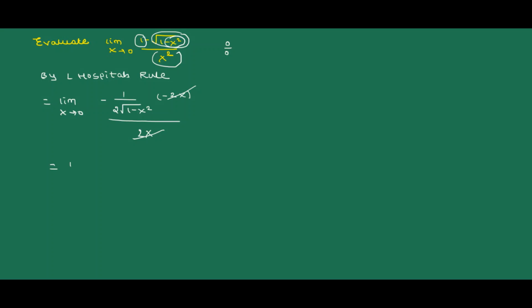This is equal to limit x tends to 0. What is minus into minus? Plus. 1 divided by 2 root 1 minus x square remains. And now put x is equal to 0 because x tends to 0 is given. So put x is equal to 0 and simplify. You will get 1 divided by 2, which is a finite value and the required limit.